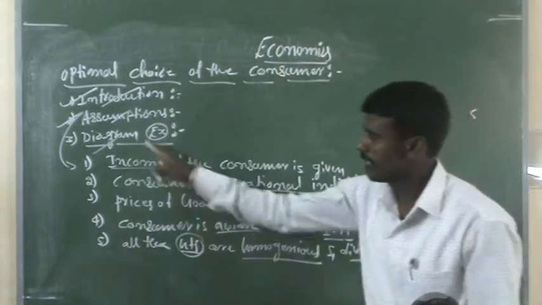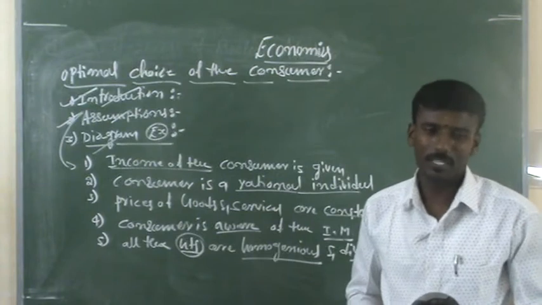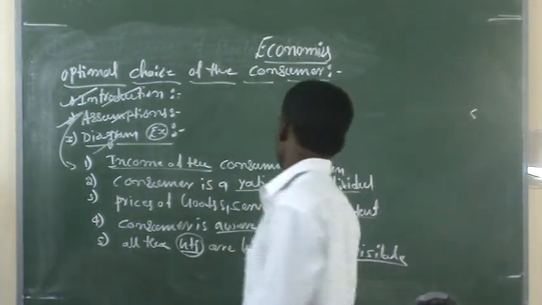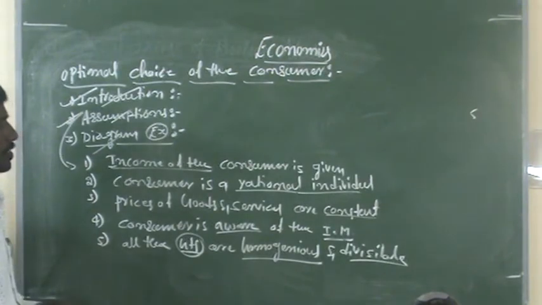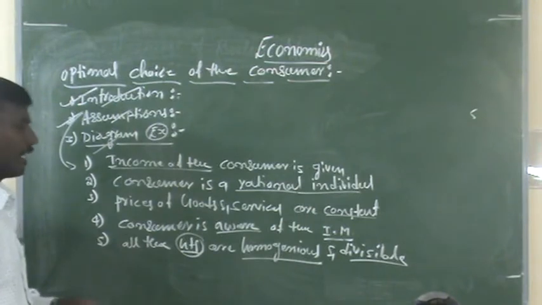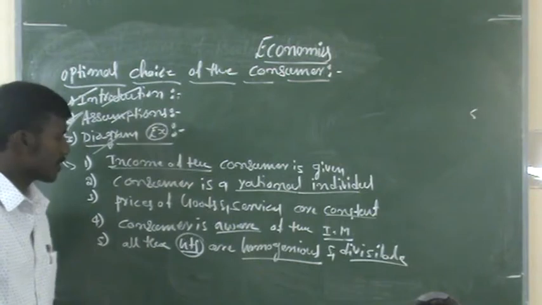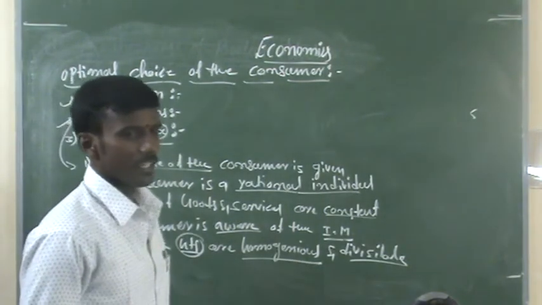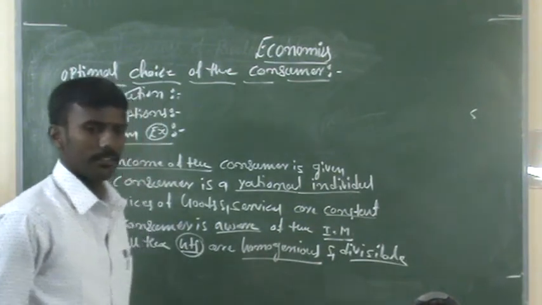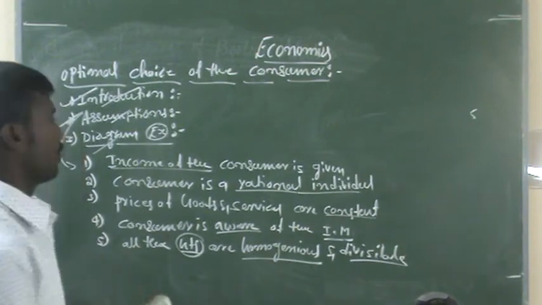See students, these are the assumptions of optimal choice of the consumer. First, income of the consumer is given. Consumer is a rational individual. The prices of the goods and services are constant. The consumer is aware of the indifference map, and finally all the goods, services, commodities are homogeneous and divisible. So these are the assumptions of optimal choice of the consumer.